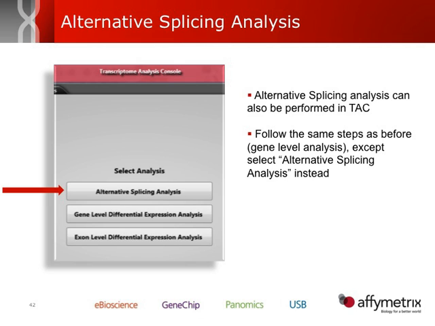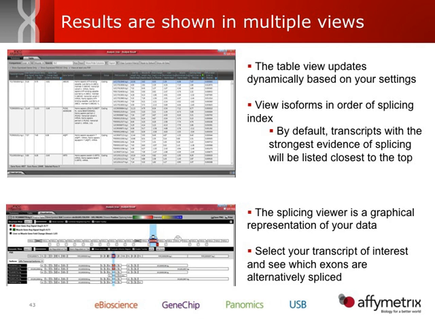So that's the gene level analysis. Let's take a look quickly at the exon or alt splicing level analysis as well. So this is done, again, through the same piece of software. You use Transcriptome Analysis Console. The results look a little bit different.